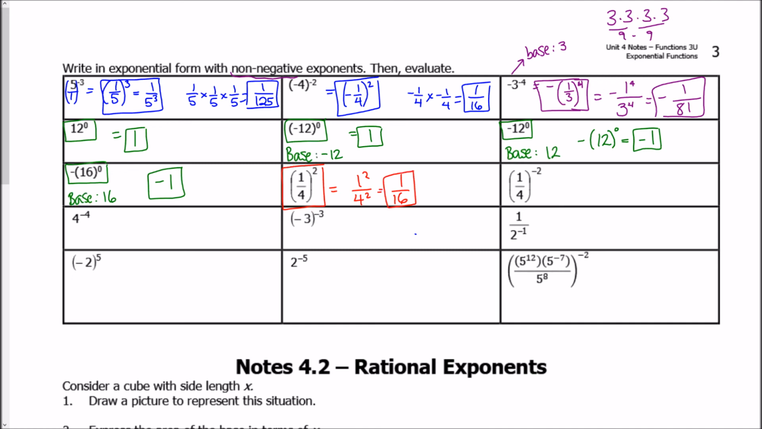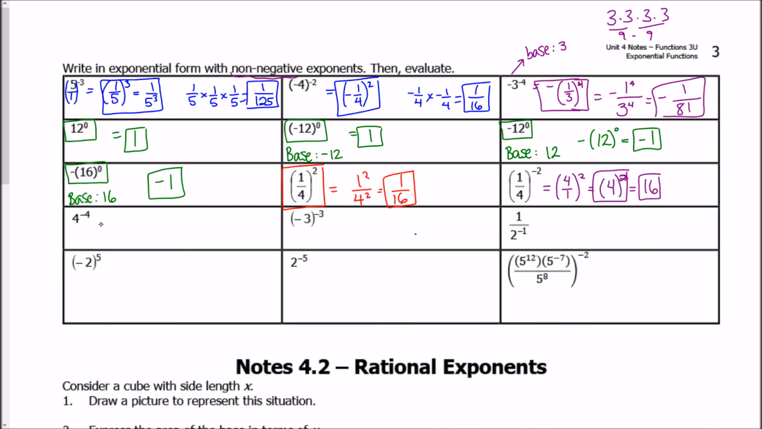Okay? The next one, however, needs to be rewritten because we need to have non-negative exponents, and my exponent here is negative. So because it's negative, I'm going to take 1 over 4, flip it so that it becomes 4 over 1, and then make my exponent positive. Well, 4 over 1 is just 4, so it's just 4 squared, which is 16. So this is my answer to rewrite it with a non-negative exponent, and that's how you get the evaluated answer.